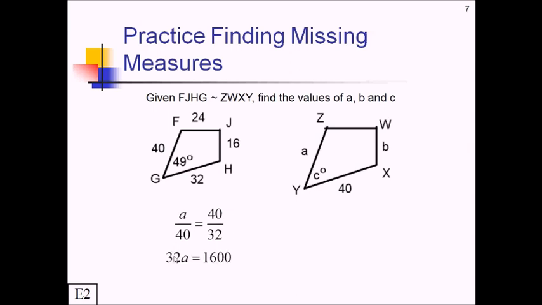And dividing by 32, 160 over 32 would be 5, so one more 0 gives us 50. Let's find B now. We can say B over 16 equals 40 over 32.